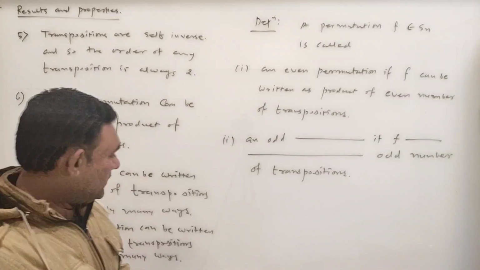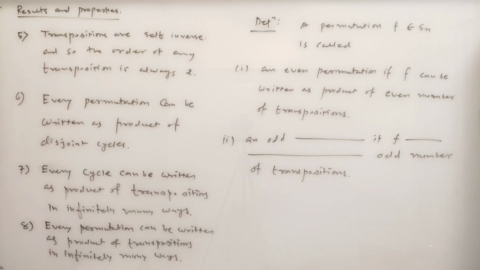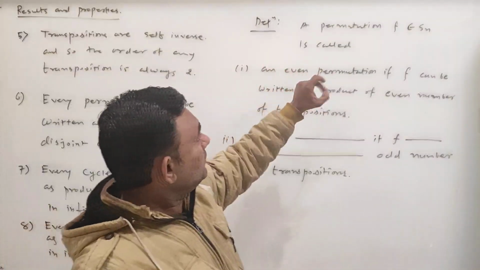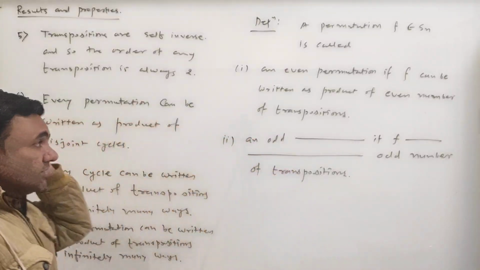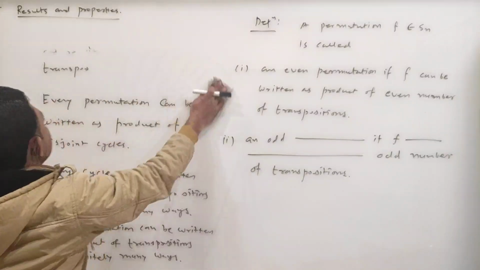So this is the definition. So then we have some results and properties with respect to even permutation and odd permutation. So let us see results and properties next.